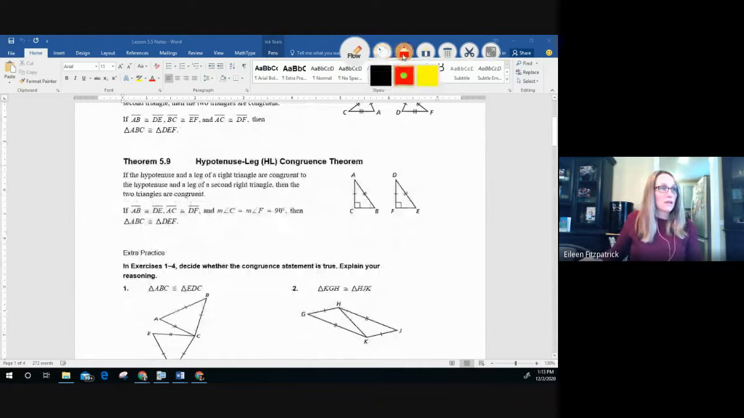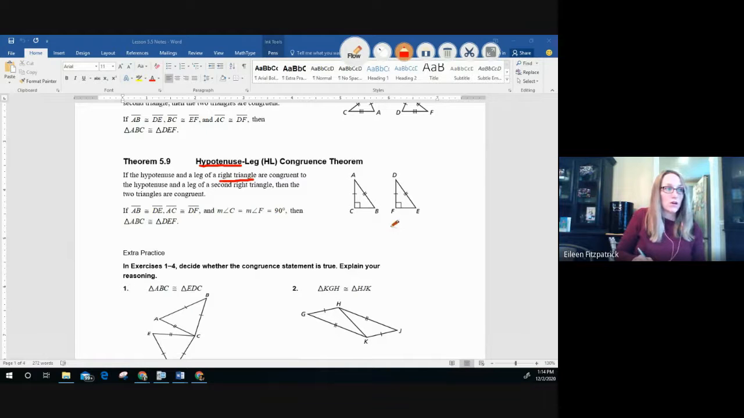So first off, what kind of triangles have a hypotenuse? The only kind of triangle that has a hypotenuse is a right triangle. So this theorem is only used for right triangles. But caution, just because a triangle is a right triangle doesn't necessarily mean that they're going to be congruent by HL. Okay, you can still use side-side-side or side angle side in right triangles. Okay, but hypotenuse leg only works for right triangles.